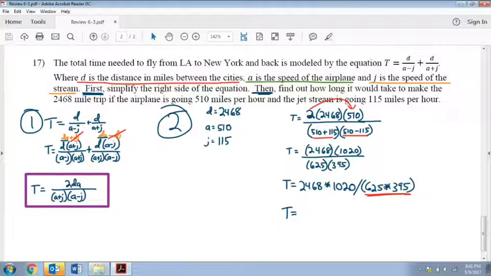So let me make sure I do this real quick. 2468 times 1020 divided by 625 times 395 equals 10.19. So we're just going to say 10.2. So 10.2 hours. That's how long it would take.